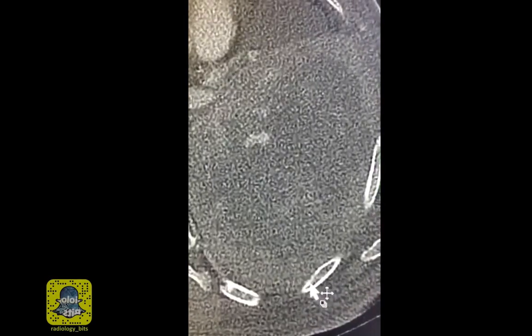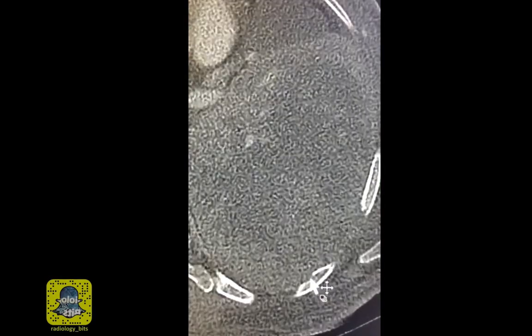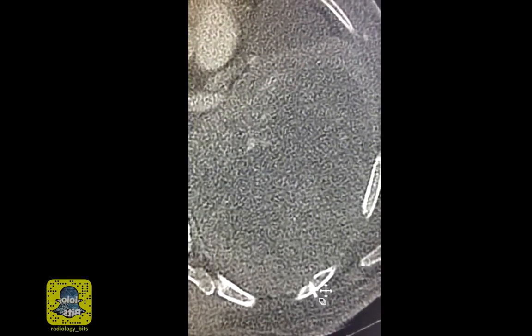Looking at this rib, it's more subtle. This is a cortex that's intact, and then you lose the cortex. So the soft tissue abnormality is affecting multiple ribs.